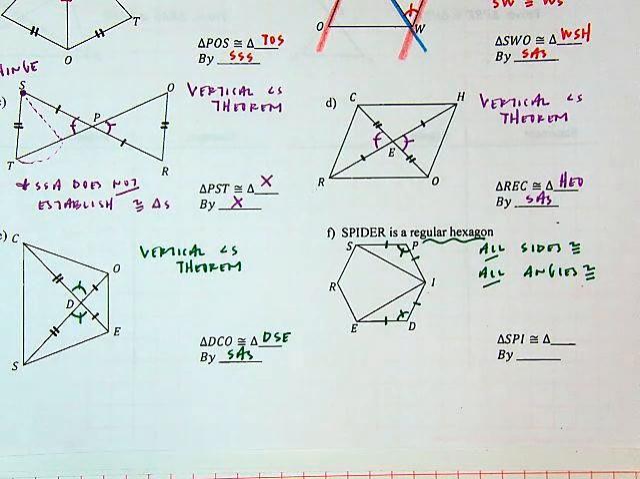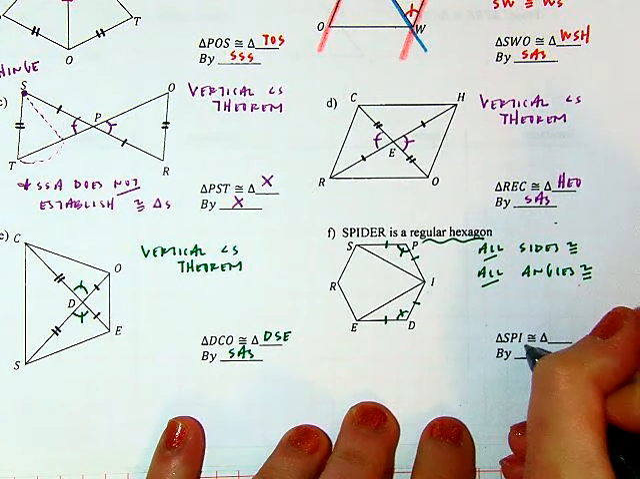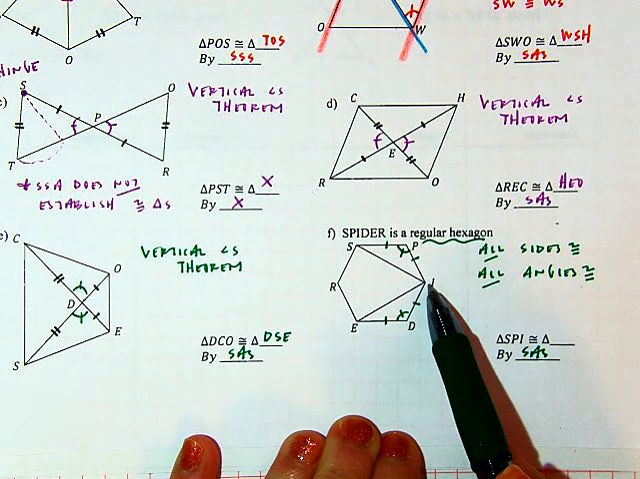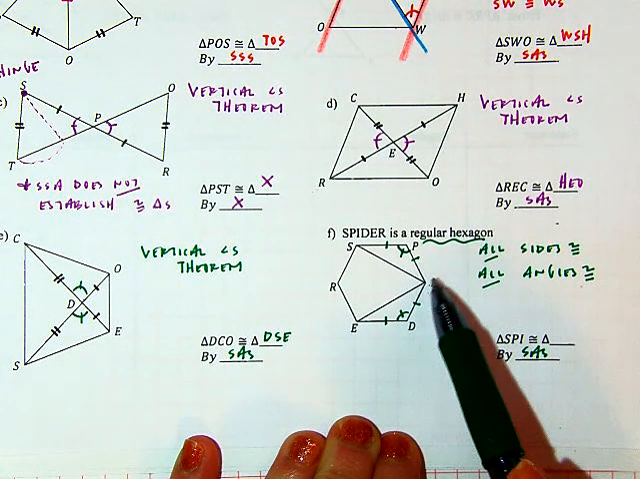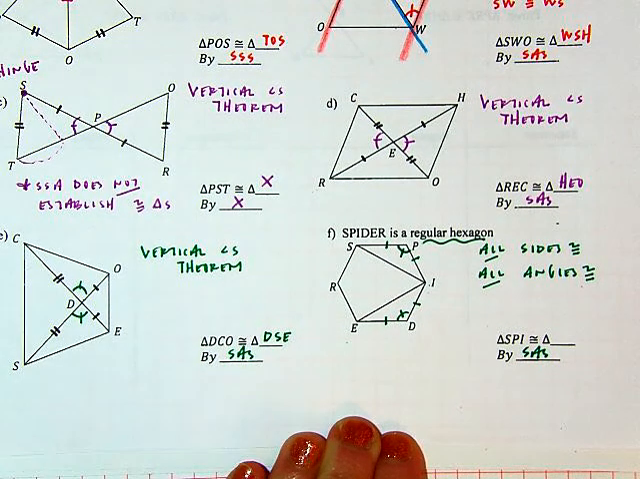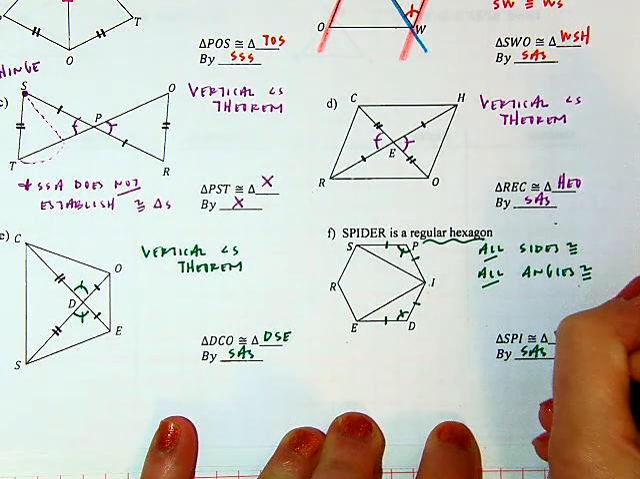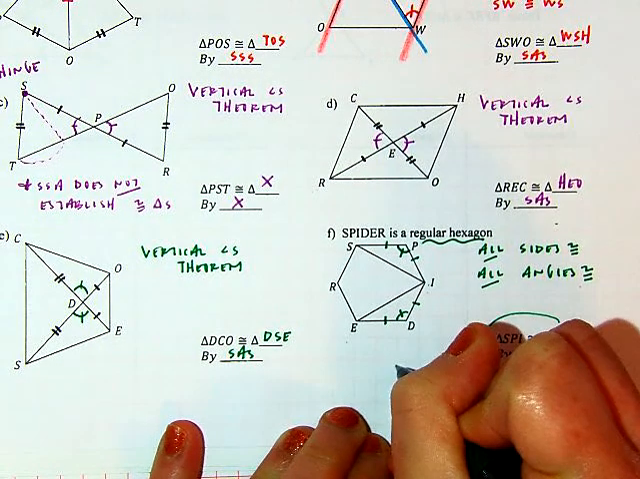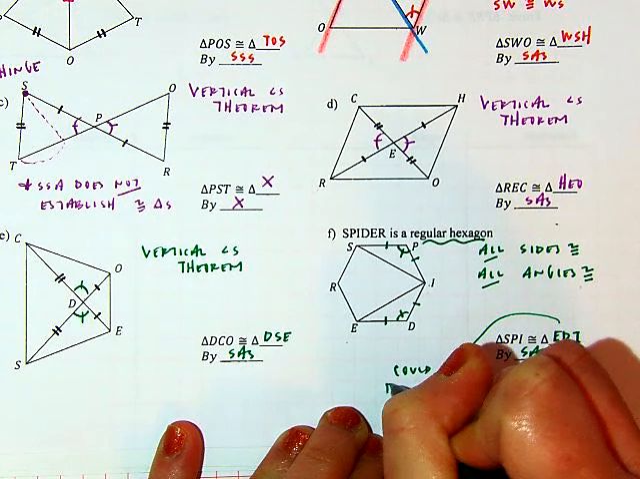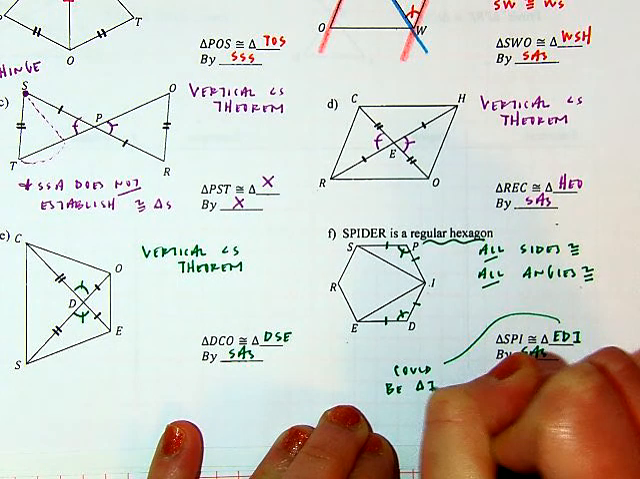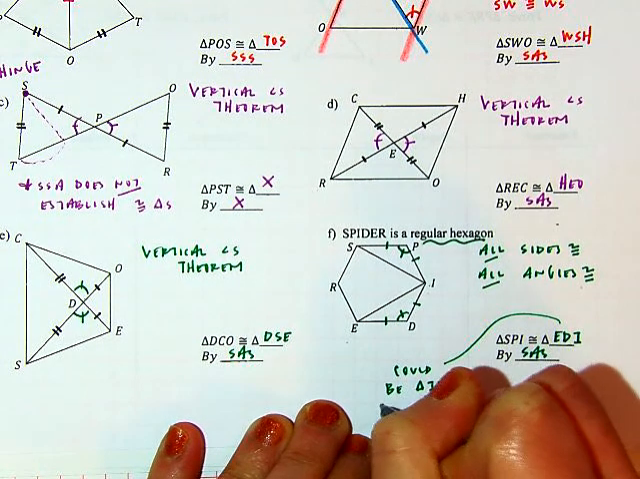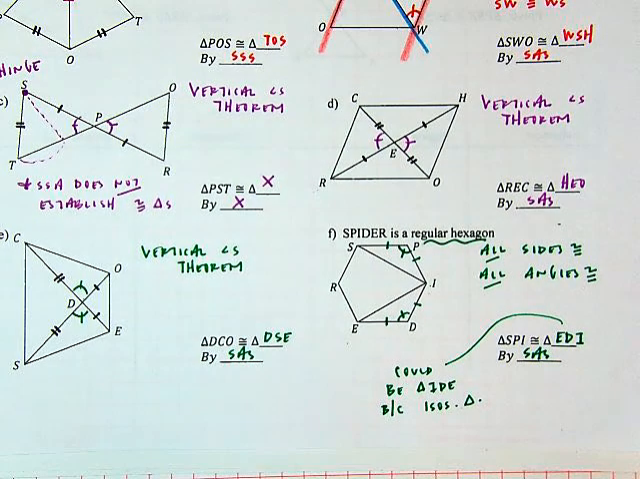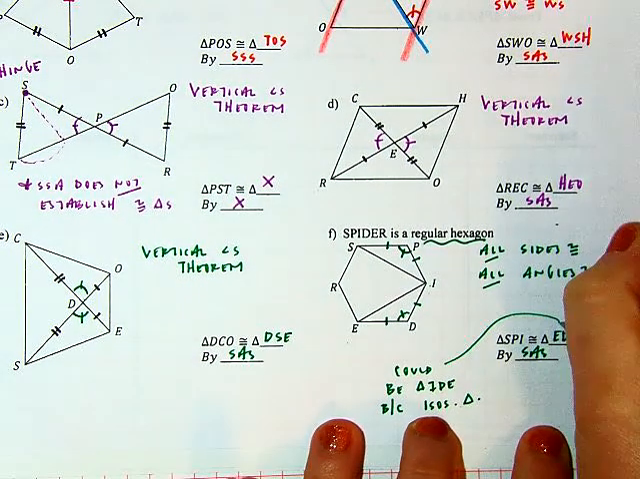They're both isosceles. So I could use side, angle, side. But when I name this first one SPI, I can name the second one EDI or IDE. I have a little bit more flexibility because it's isosceles. I'll go with the first one that I said. And here could be IDE also, because it's isosceles. All right, I'm going to mark my little arrow right there.